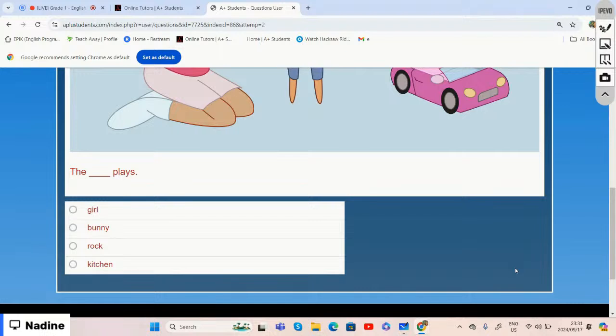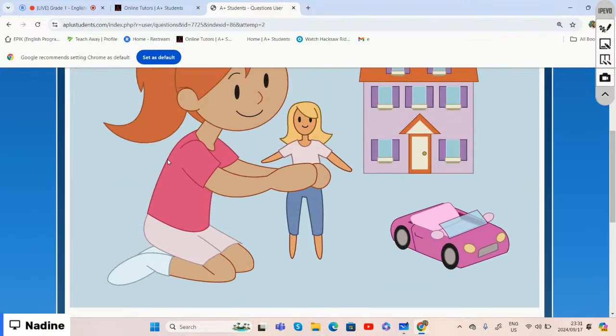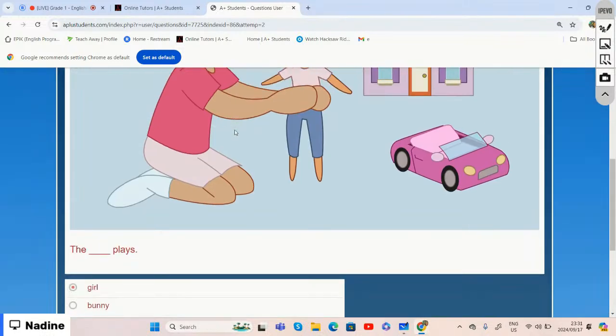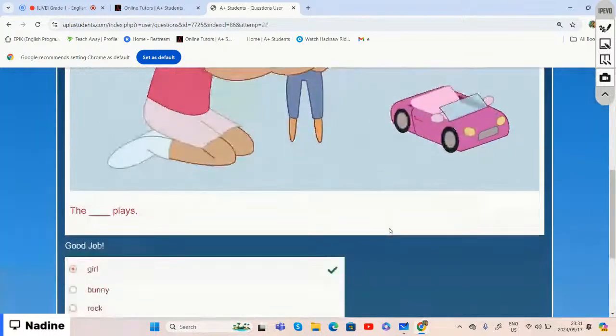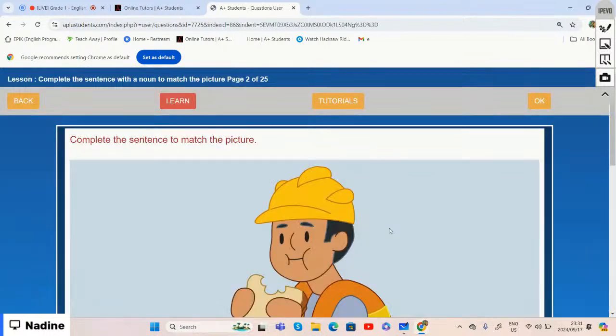All right, then if we were to choose the correct option, then yes, we will say the girl plays. So who plays with the toys? It is the girl that plays with the toys. And well done. Girl is correct. Option 1 is correct. Well done.